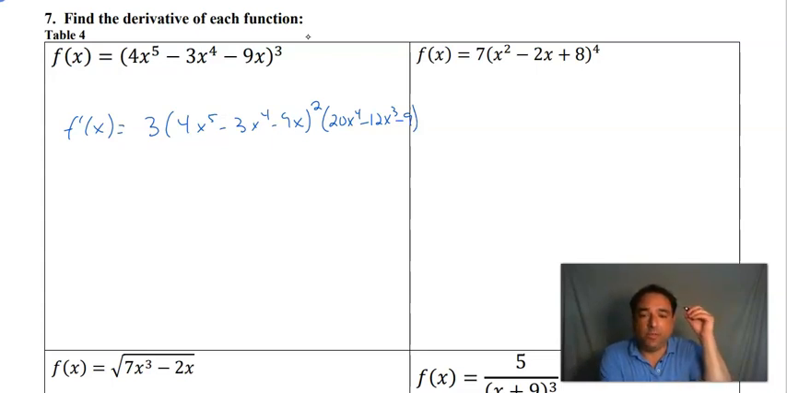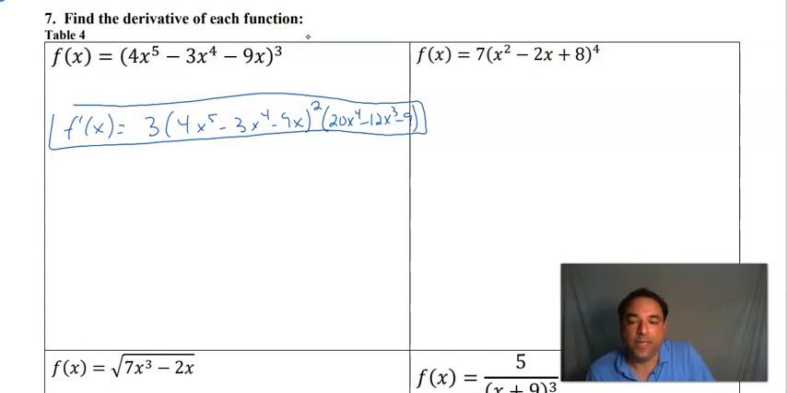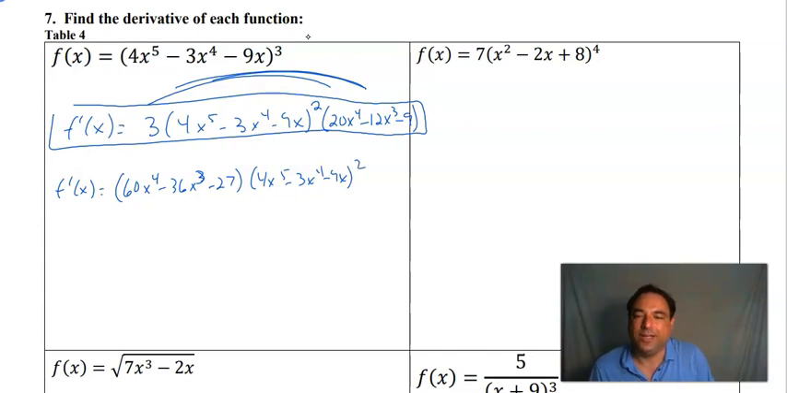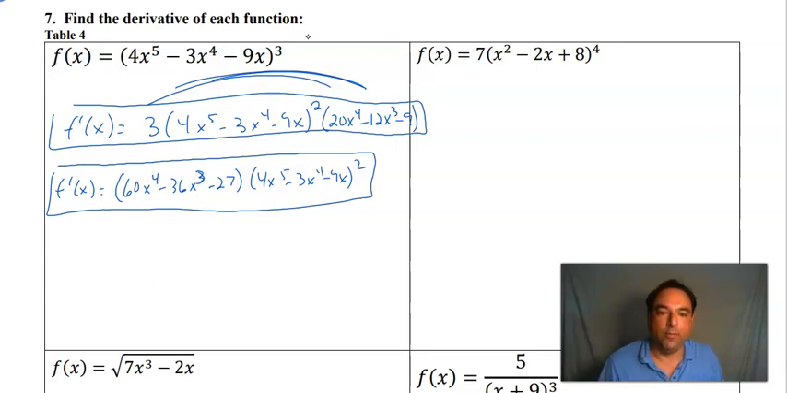Now, at this point, it is correct. You can leave it totally like that. If you wanted to simplify it a bit, you could distribute the 3, but not to the 4x to the 5th minus 3x to the 4th minus 9x squared because of the squared. You could distribute, if you wanted to, to the second part there, and the parentheses matter, and you could have 60x to the 4th minus 36x to the 3rd minus 27 times 4x to the 5th minus 3x to the 4th minus 9x squared. And really it's the same. One has the 3 factored out, one doesn't. That would be really a matter of preference.